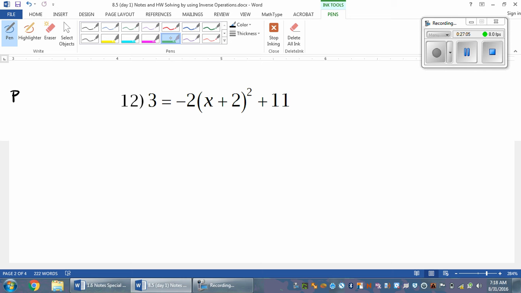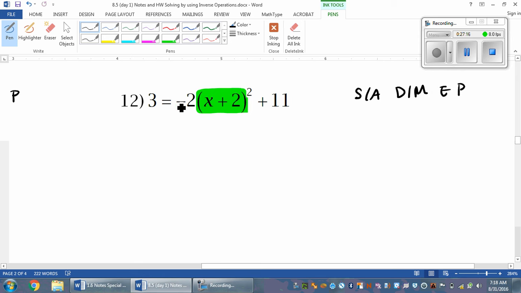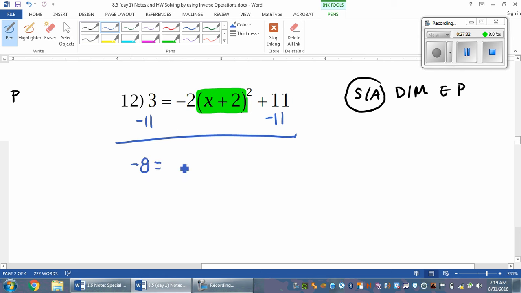So again, look, I see a parentheses squared, so I'm going to follow that. Okay, so we're going to look at where the parentheses are. The extra numbers, I have negative 2 and positive 11. So don't forget, SADMAP says I have to cancel after subtracting first. So I'm going to subtract 11 from both sides. 3 minus 11 is negative 8, equals negative 2 parentheses x plus 2 squared.